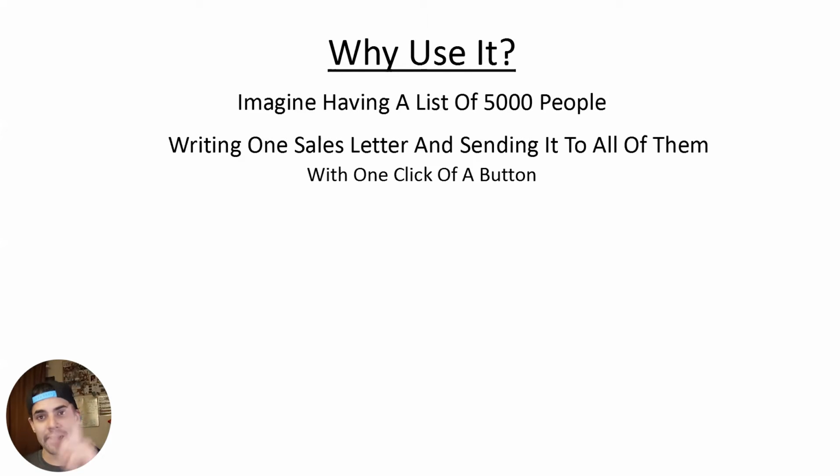Just one email, one click, everyone has it. Very powerful. Imagine having a list of 100,000 people. There are marketers who have 500,000 people on their list. You think it's easy for them to make money? They could send out one email and have 500,000 people hear about their thing. There's so much power in having a list, and if you're not growing one, you're losing.